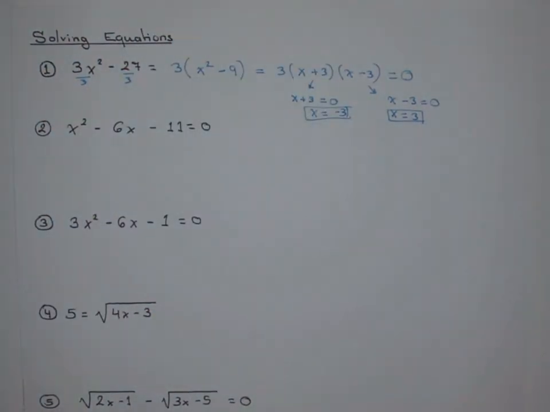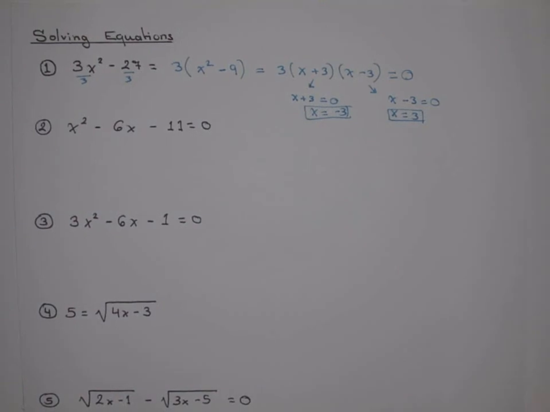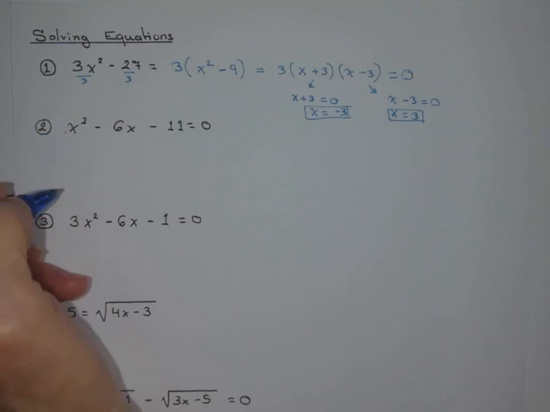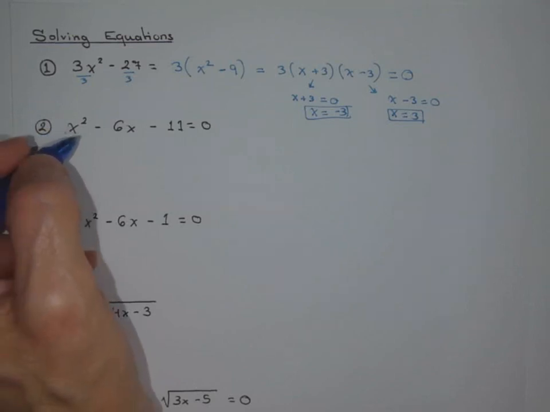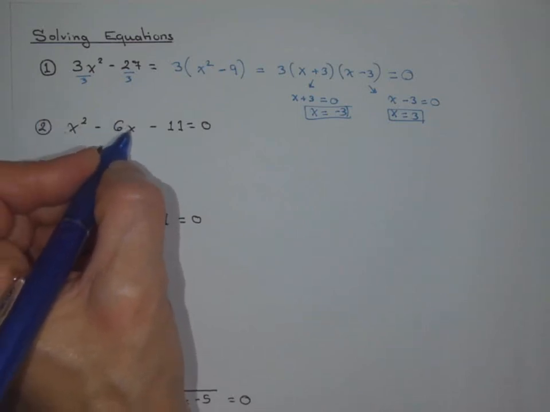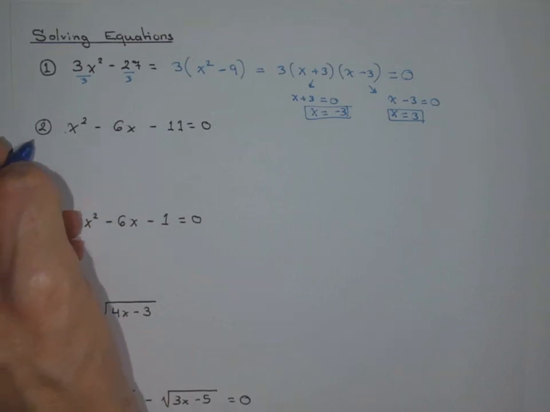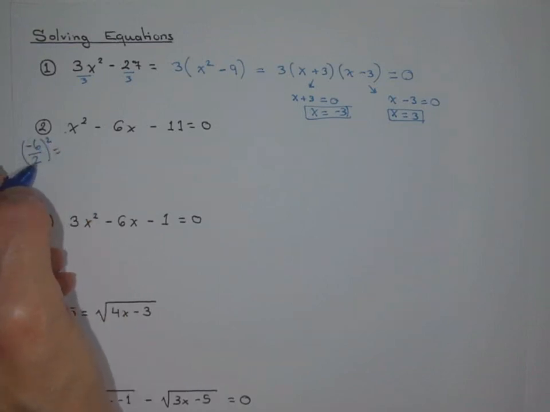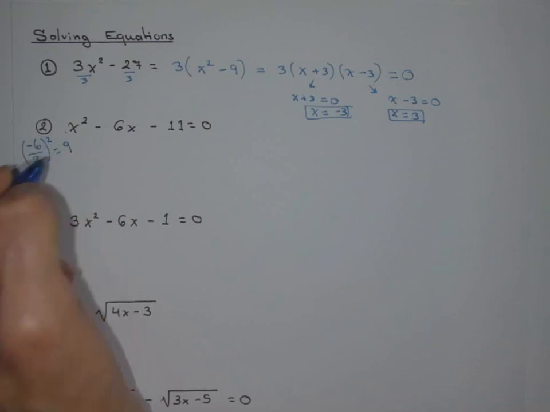Well, if it's not factorable, I have other options, right? I could do the quadratic formula, or I could do completing the square. So how about checking completing the square? Completing the square, you need the leading coefficient to be 1. That's already the case. We have a 1 there in the front. Then you're going to look at your linear term, which is the coefficient of the x to the first power. So you're going to take that linear coefficient, divide it by 2, and square that value. So negative 6 divided by 2 is negative 3. Squared, that value becomes a positive 9.